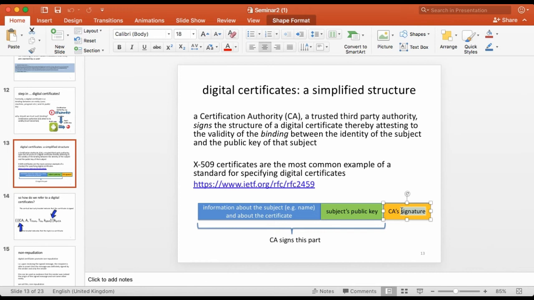The most common format for certificates are X509 certificates. So these are again an IETF standard, which you can look through. It's a very lengthy standard, but what really matters here is just trying to understand the main categories of information contained within the standard.